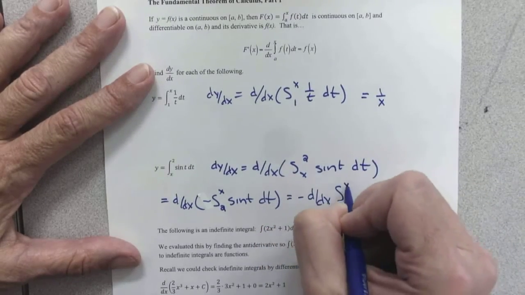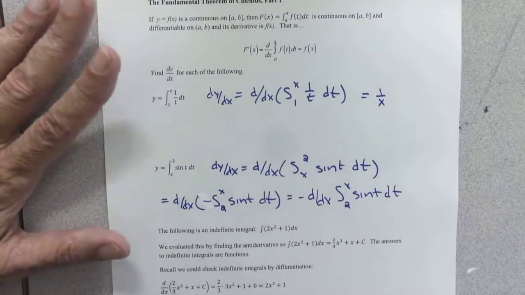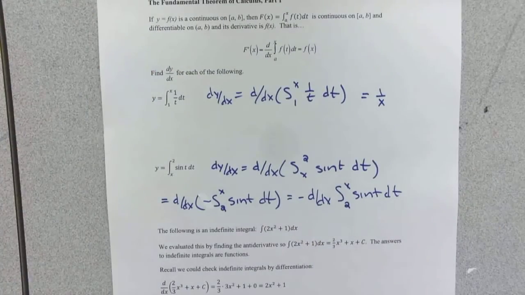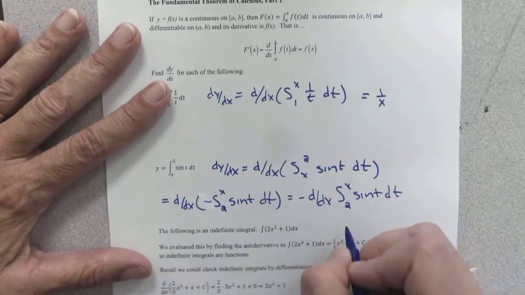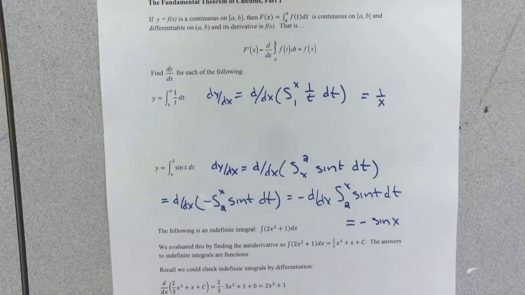And so I have the derivative of the integral of sine t dt. And now it is a direct application of the fundamental theorem of calculus, part 1. And that's just going to give me negative sine x. So there's the fundamental theorem of calculus, part 1. And we could go into much more detail, but you have to pick and choose the things you can get done in a semester. So that's where we're going with that one.